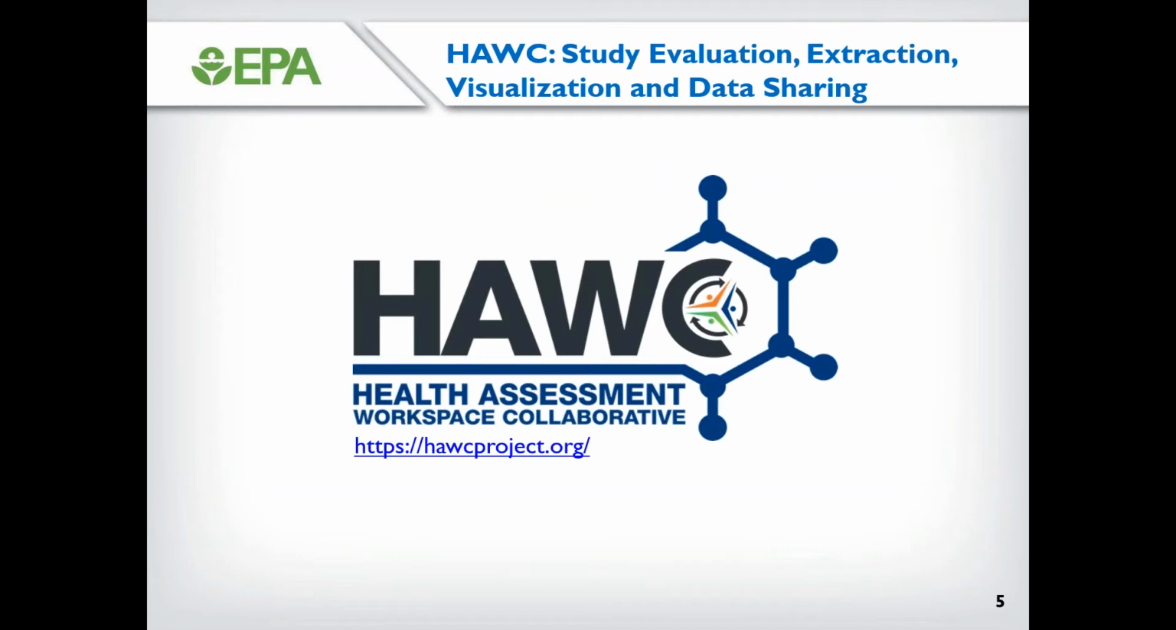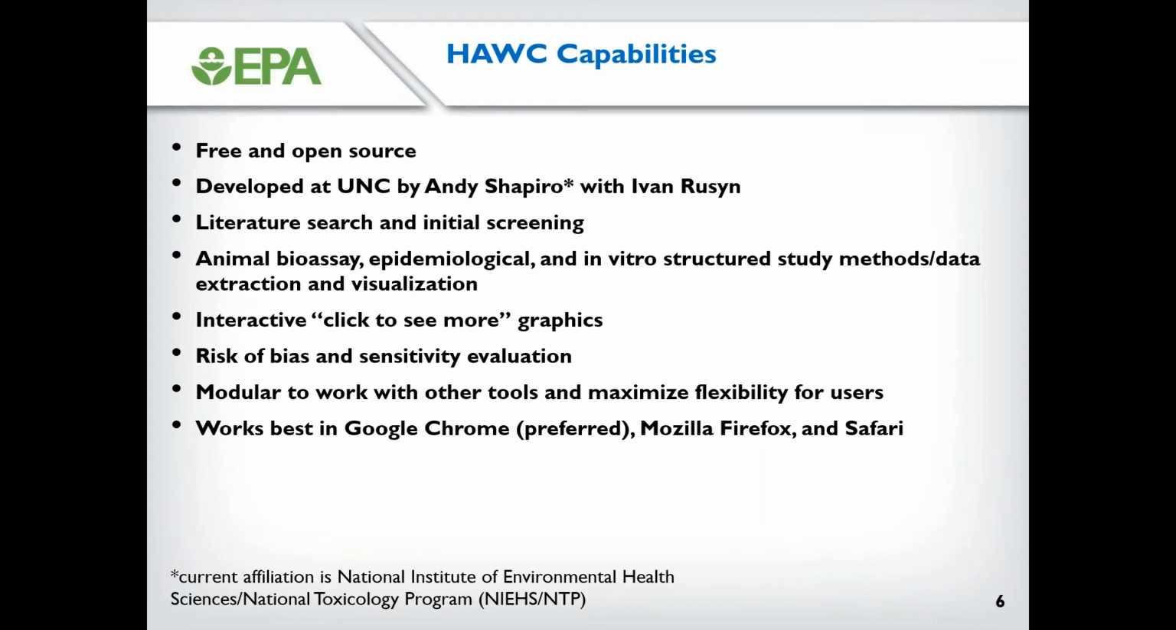I'm going to focus on it because I do think it is probably the best thing out there for this application. It's web-based, it's open source, free, and has structured interfaces to collect information on epidemiology studies, everything from controlled trials to case controls, animal bioassays, in vitro studies. It doesn't do high throughput or omic kind of stuff. It was developed by Andy Shapiro when he was at UNC working with Ivan Rusyn.